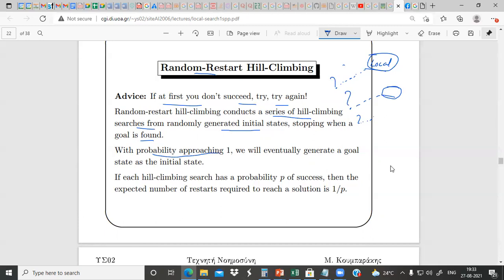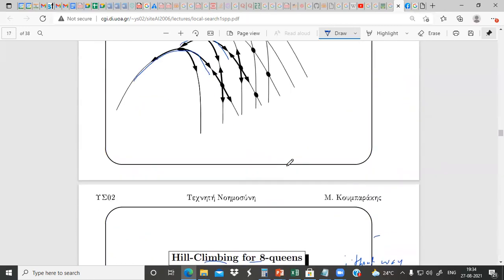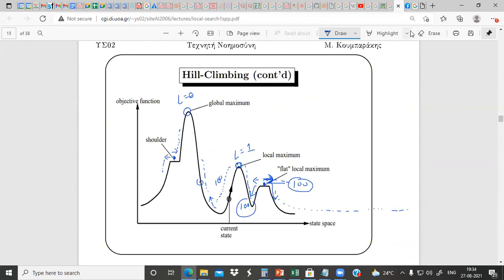With the probability approaching 1, we will eventually generate a goal state as an initial state. When you keep on doing this, it is highly likely that sometimes we directly generate the goal state itself as the initial state. What does that mean? In this diagram, every time we generate the initial state randomly, and then the algorithm continues. What if you are so lucky, or you tried many times? If you generate this initial state, it is great, because obviously you will go here. But what if you generate this itself as the initial state? Then this itself is the goal state.